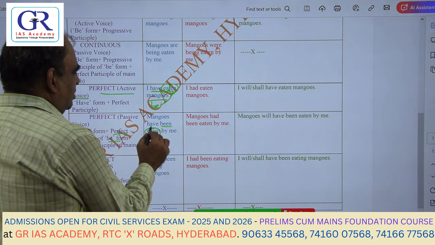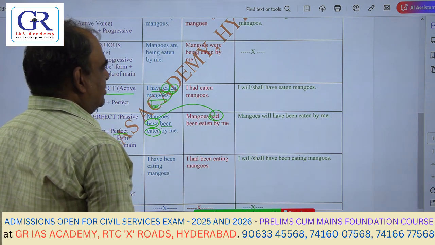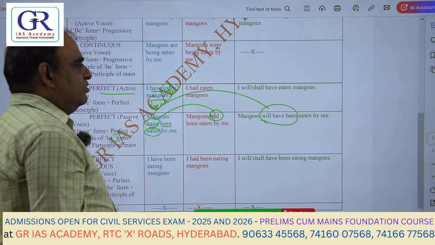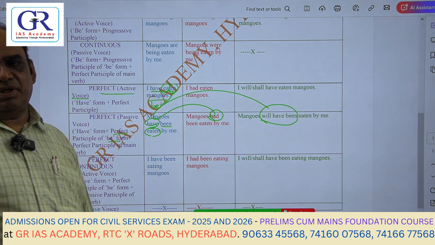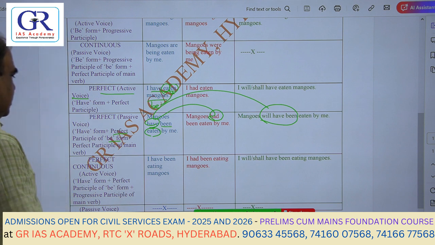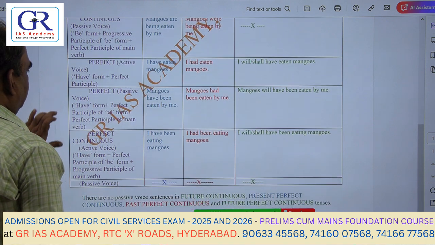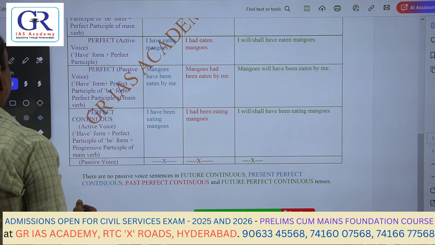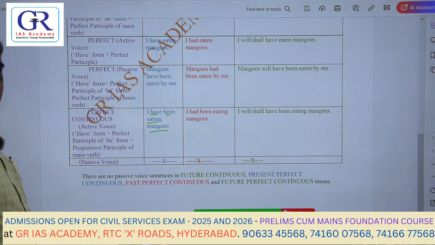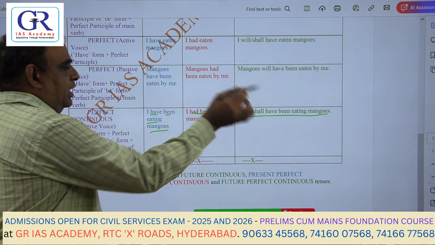So have is changed to had. So it is past perfect tense, and have is changed to will have been. It is future perfect tense in the passive voice. Simple? Right. Next is perfect continuous. So when you are talking about the perfect continuous, have been eating mangoes, right? Had been eating mangoes, will shall have been eating mangoes, all active voices.